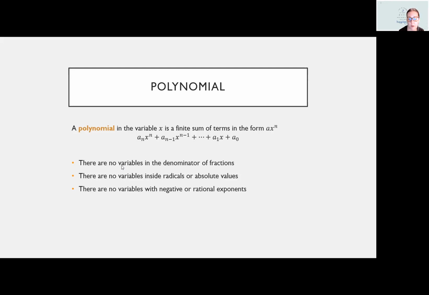So the key about polynomials is that we have no variables that are in the denominator of fractions. We have no variables that are inside radicals, like square roots. There's no variables inside absolute values. There are no variables that have any negative exponents or any exponents that are fractions. So the variables just have whole number exponents.